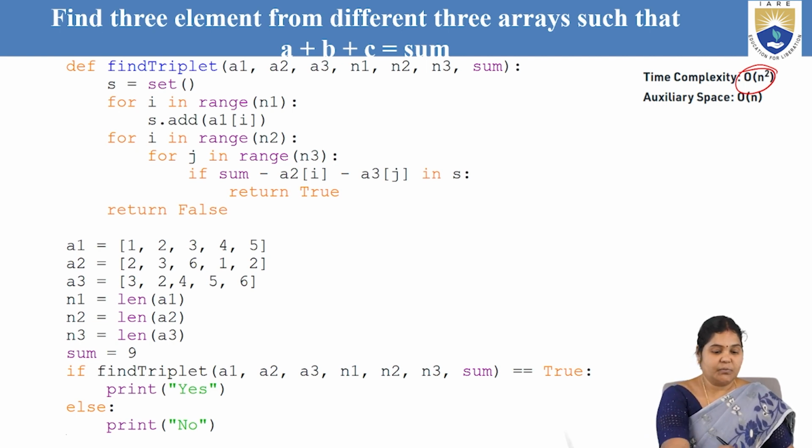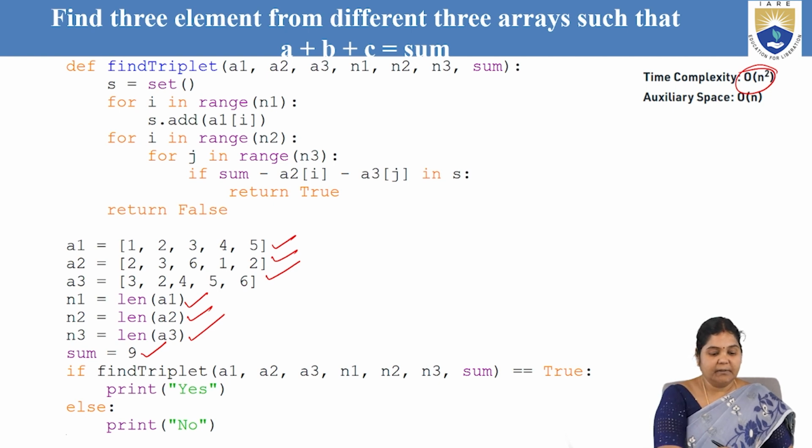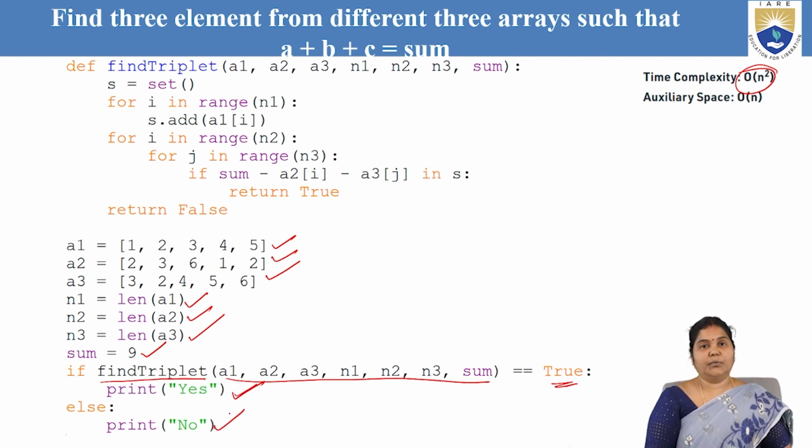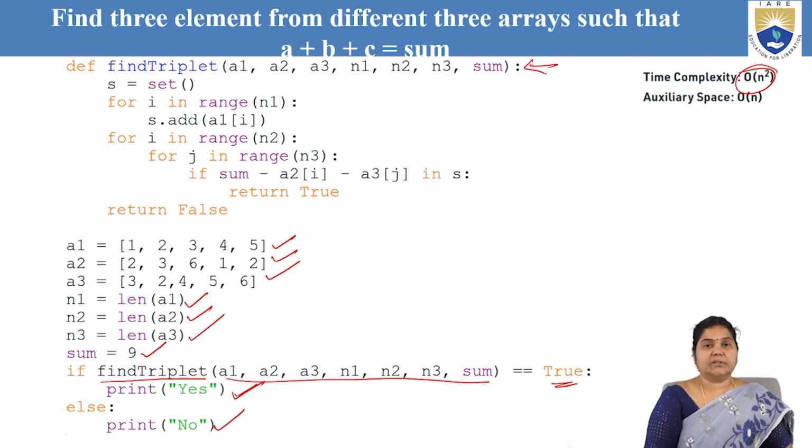Let us understand. A1, A2, A3 are the given arrays, and N1, N2, N3 are the calculated sizes or lengths, and sum is given. Sum is given as 9 in this example. So you are calling a method called find triplet, and you are passing all this as the parameters. If the triplet is found, then you are printing yes. If this function returns true, then print yes. If the function returns false, then print no. Right. Now let us understand how the function works.